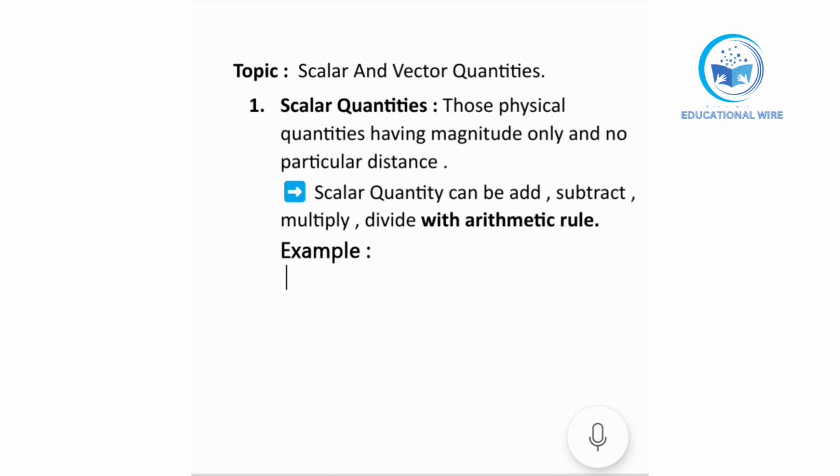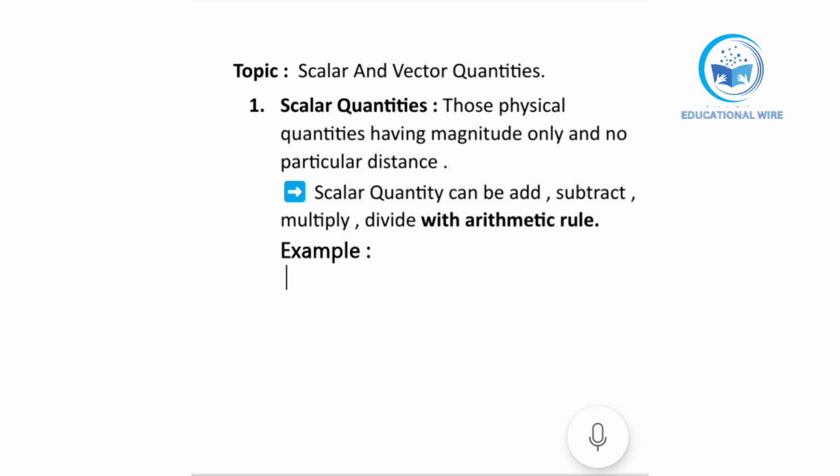So today we will be starting our new topic of physics, that is scalar and vector quantities. Talking about scalar quantities, the physical quantities having magnitude only and no particular direction, this is called scalar quantity. One key point of scalar quantity is that it can be added, subtracted, multiplied, divided with arithmetic rule. It can be an MCQ: with which rule can scalar quantities be added, subtracted, multiplied and divided? You will say arithmetic rule.